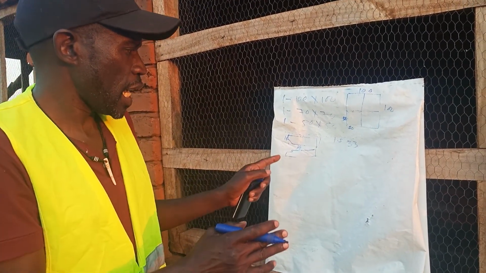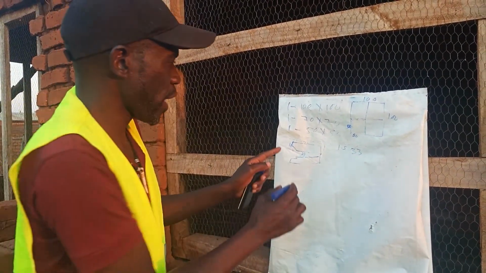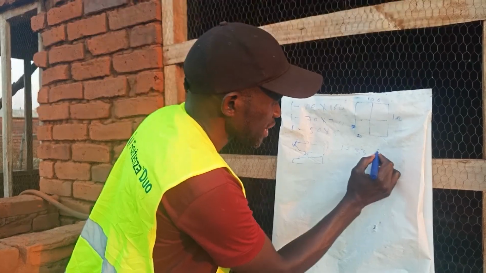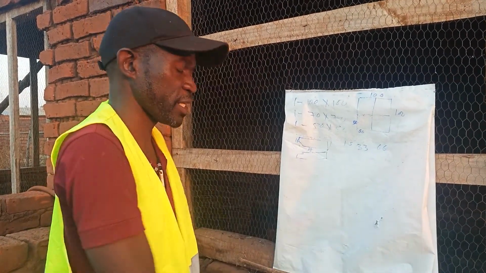Now, since the 33 beds is top to top, and we are doing the 24, we are going to cut into 2. So we are going to have 66 beds, because there's 24 here, there's 24 here, and there's 1 meter working space.